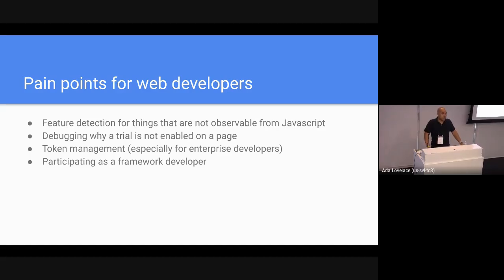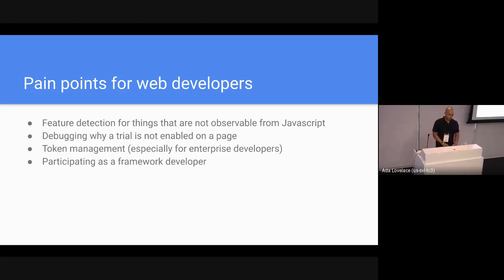Token management. So again, the way it works right now, you have to sign in with a Google account. One person logs in, registers, and they get a token. But especially for enterprise developers, it's a team and they really don't want their token to expire. So what if that person's on vacation, right? Can we share them?